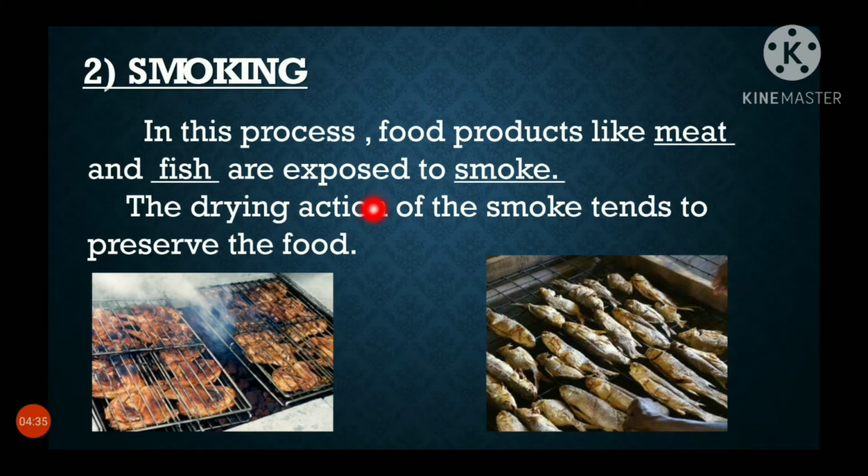Next is smoking. In this process, food products like meat and fish are exposed to smoke. You can see the pictures over here. The drying action of the smoke tends to preserve the food. By smoking, they preserve the meat and the fish.